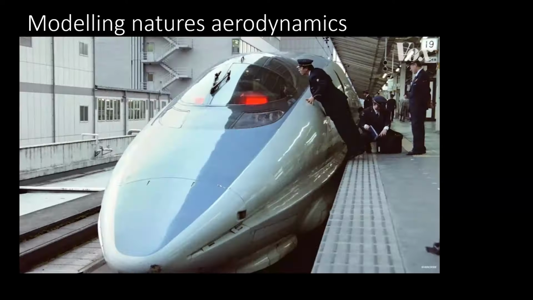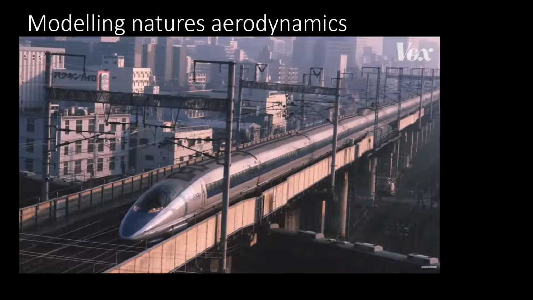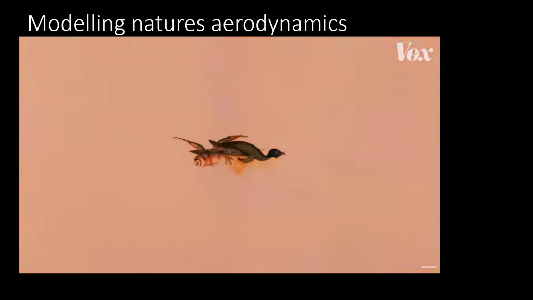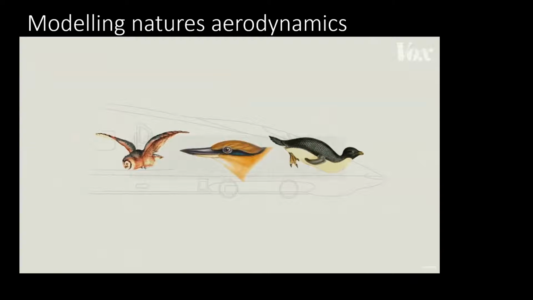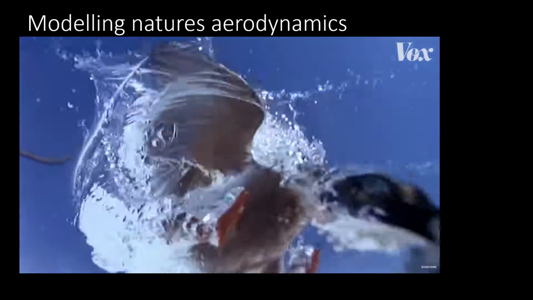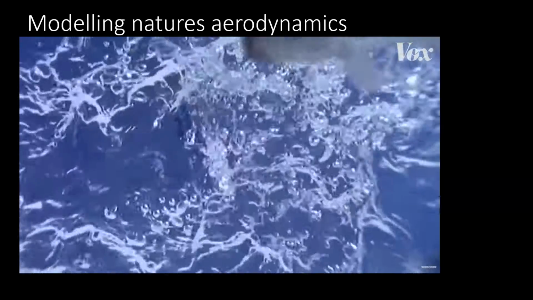When the redesign debuted in 1997, it was 10% faster, used 15% less electricity, and stayed under the 70 decibel noise limit in residential areas. And it did all that with the wings of an owl, the belly of a penguin, and the nose of a kingfisher. There's a name for design like this. It's called biomimicry.